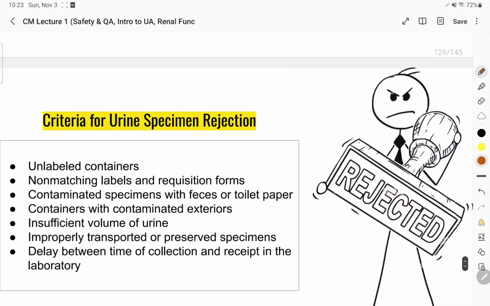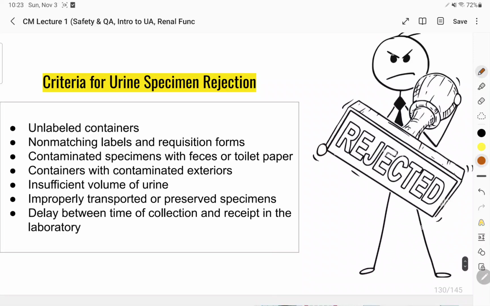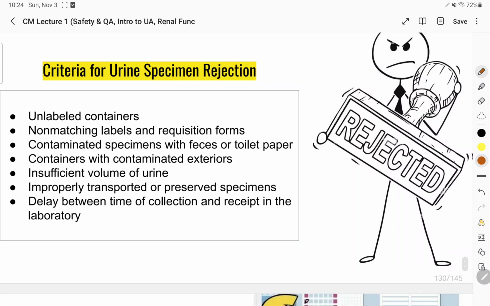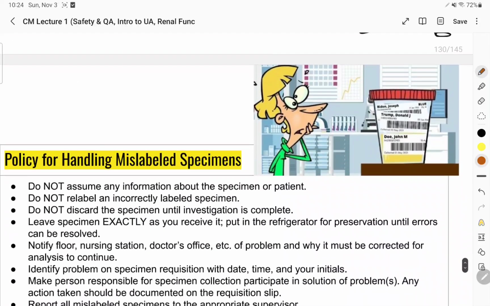Okay? So, again, we have tackled this during our quality assessment. Criteria for urine specimen rejection: if walay label, dili magmatch ang label sa request form, naay contamination of feces or toilet paper, contaminated ang gawas. Okay? And then, gamay ang urine volume, 5 ml ra. And then, wala na tarong preserve or transport, and then there was a delay in collection and receipt in the laboratory. Okay? And of course, mislabeled.